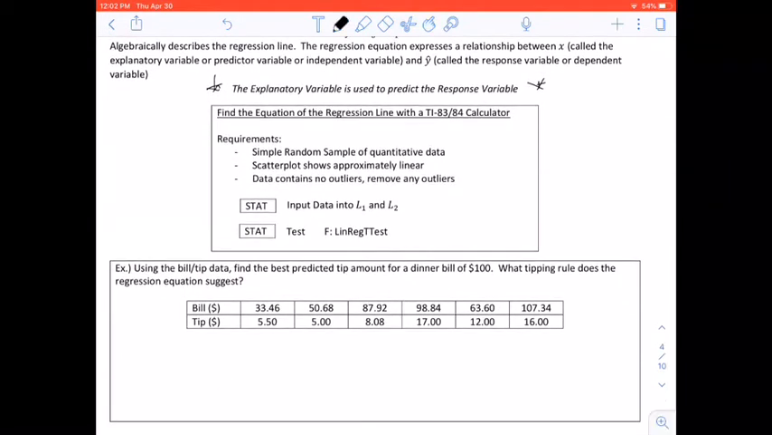So, an example box here before we get into that. It says find the equation of the regression line with the TI-83/84 calculator. If you notice, we're still using F, which is our LinReg t-test. You're still going to be putting your data into L1 and L2. And then we have a list of requirements up here. The sample must be a simple random sample. We have to have quantitative data. The scatterplot shows approximately linear, and the data contains no outliers. It says remove any outliers if we have any.